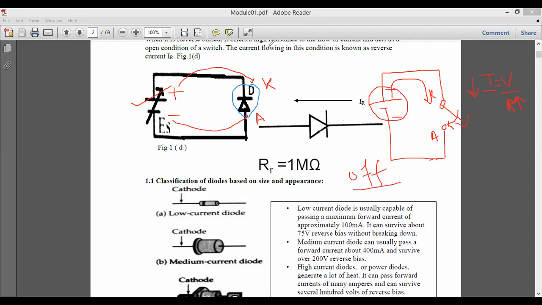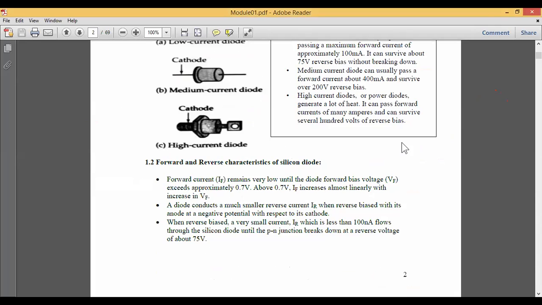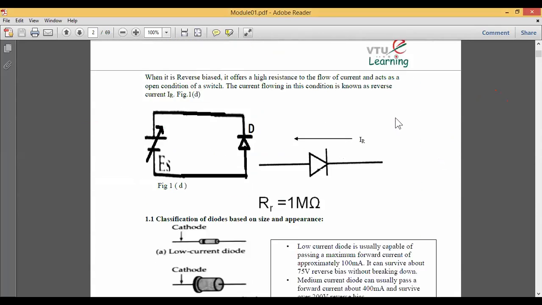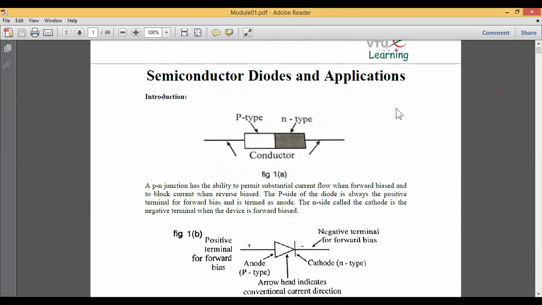So under the forward bias condition, your diode is on, and when it comes to the reverse bias, your diode is off. This is how the whole operation of your diode works. Please try to understand the basic fundamentals of diode operation. Only two things are required: one is the forward bias and the other is the reverse bias.